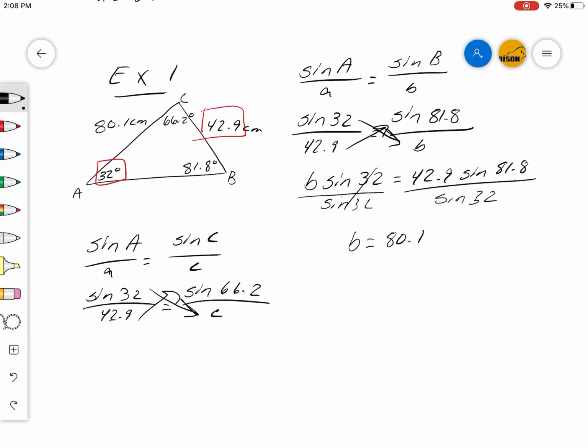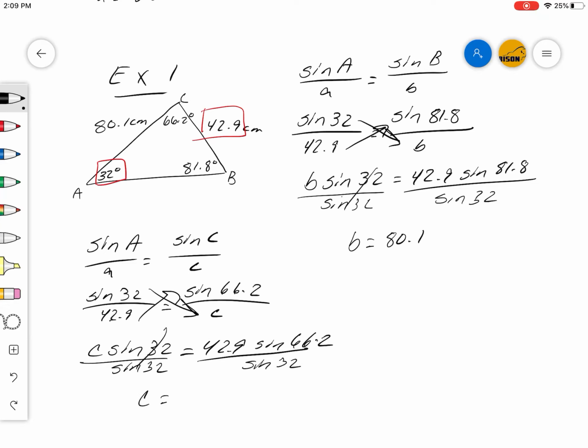I'll cross multiply. So I've got C sine of 32 is equal to 42.9 sine of 66.2, and I'll divide by sine of 32, giving me C. I'm going to have to do a little bit of calculating here. I'll do 42.9 times the sine of 66.2. Then I'll divide by sine of 32, which should output 74.07, and I'm going to round that to 74.1 based on the rounding of our picture. So I'm going to bring it up here, 74.1 centimeters.